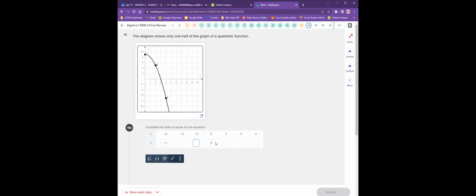When x is 2, y is 5, which means by symmetry, it's also 5 at -2. It's gotta be the same. And when x is 3, y is 0. I agree.